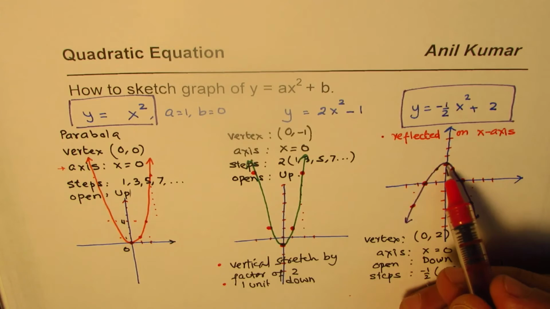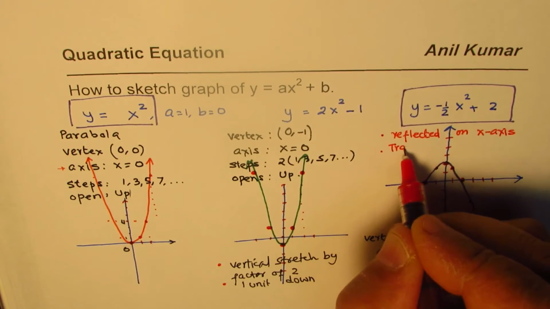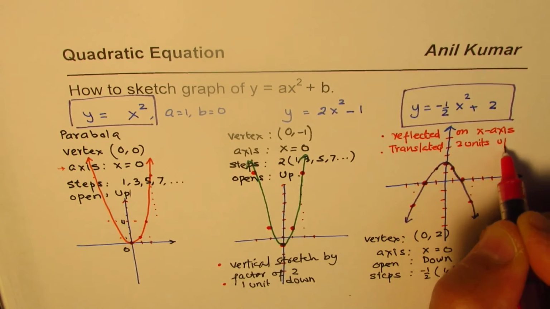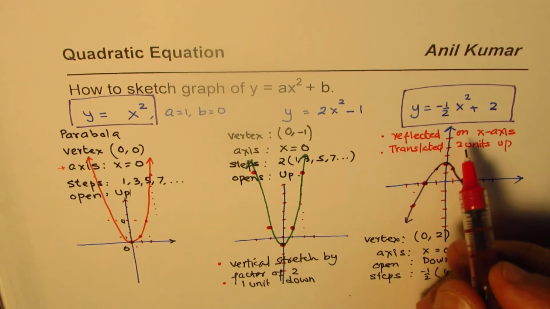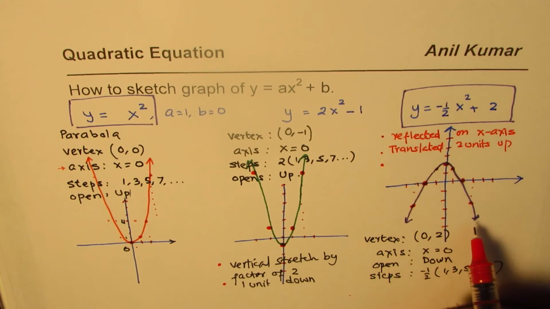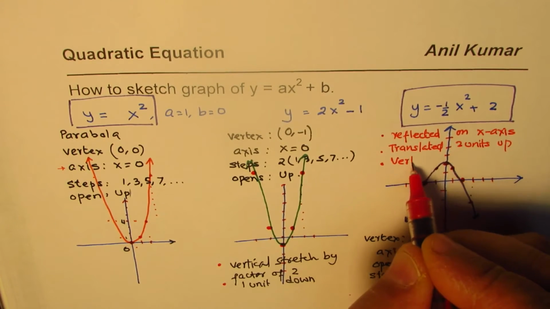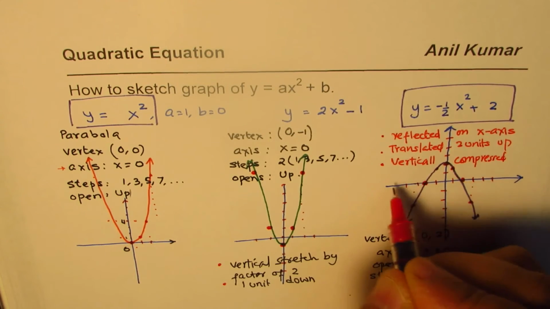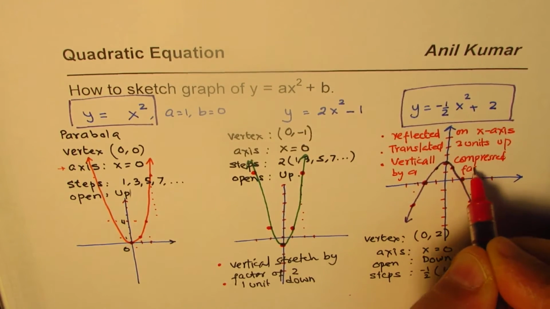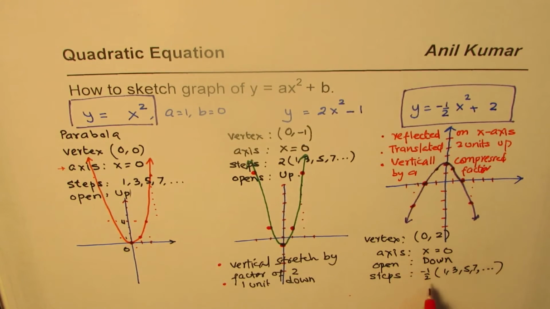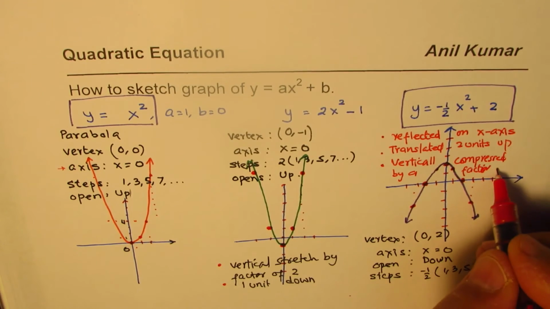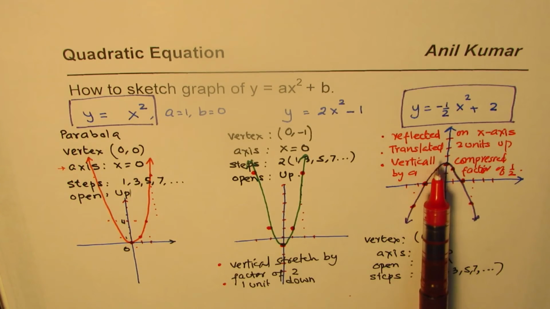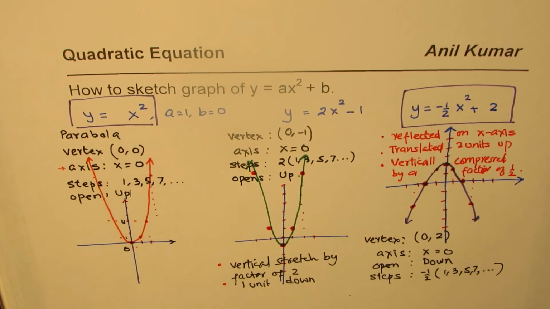You also notice it has moved up. So we say translated 2 units up, right? You're comparing with this one. And vertically it becomes wider, right? So we say vertically compressed by a factor. Factor means multiplied by. So steps are multiplied. You see that by a factor of half, right? So these are the changes which have happened to the original function y equals x squared.